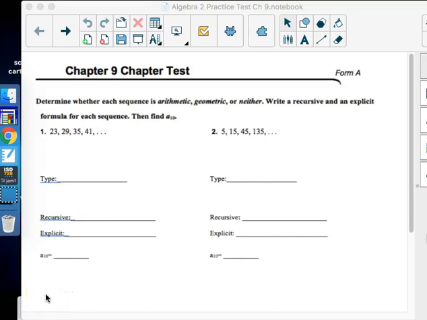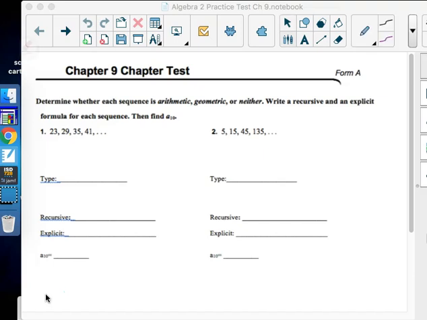So the Chapter 9 practice test, I know it says Form A on there. It should say Form P because this is the practice test here. But these that we start off with are just, can you tell the difference between an arithmetic, a geometric, or a neither? And can you write both a recursive and an explicit formula for each of those sequences and find the 10th term? Now, that's a lot of stuff, but we put it all together as we go through it.